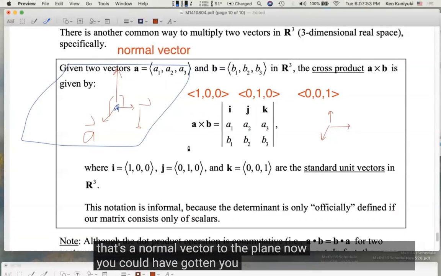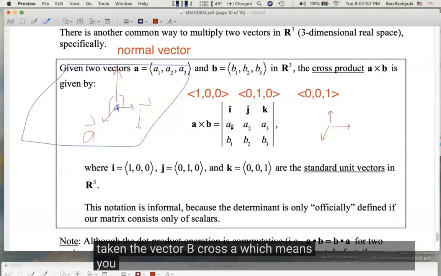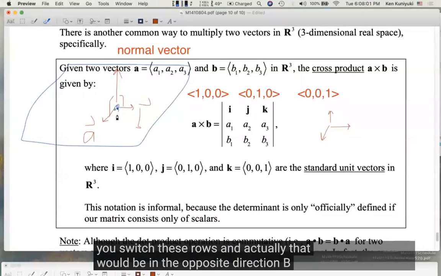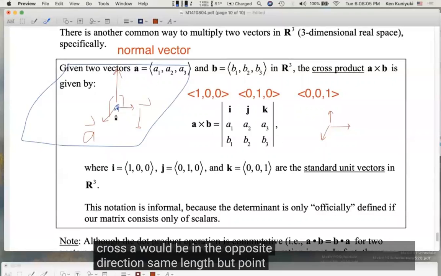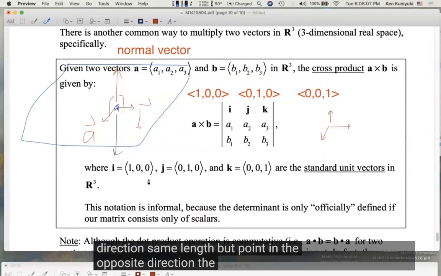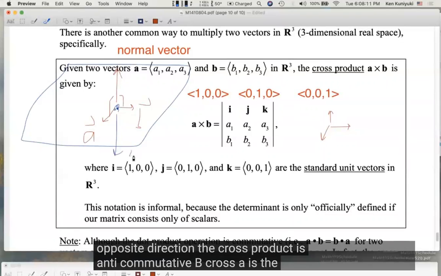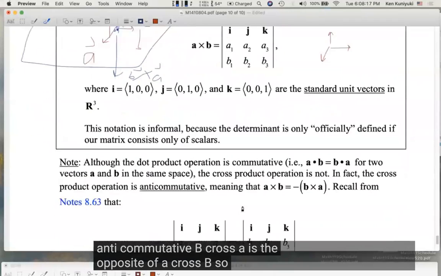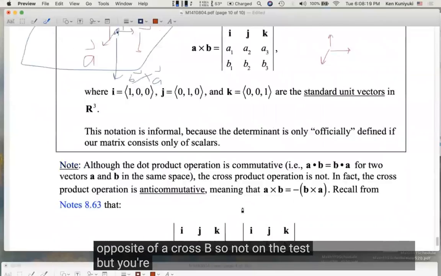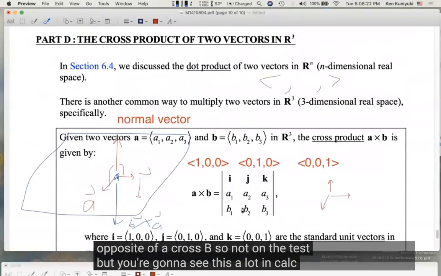Now you could have taken the vector B cross A, which means you switch these rows, and actually that would be in the opposite direction. B cross A would have the same length, but point in the opposite direction. The cross product is anti-commutative. B cross A is the opposite of A cross B. So not on the test, but you're going to see this a lot in Calc 3.